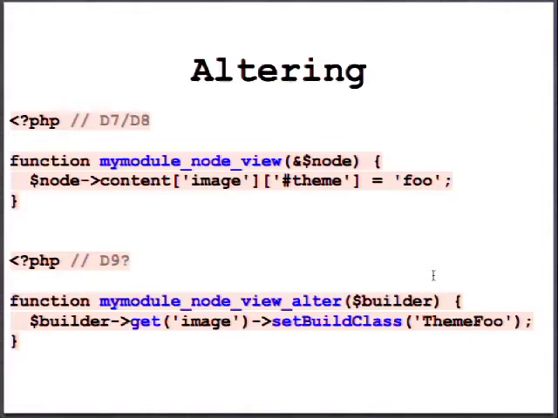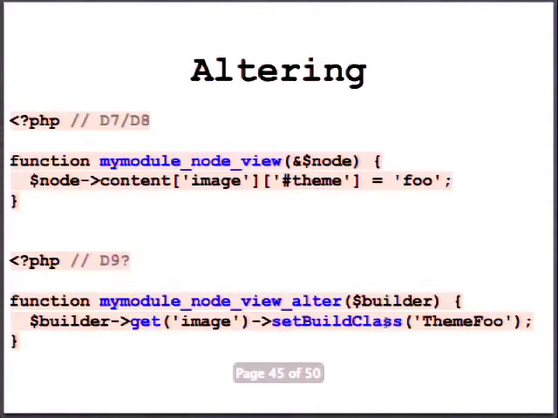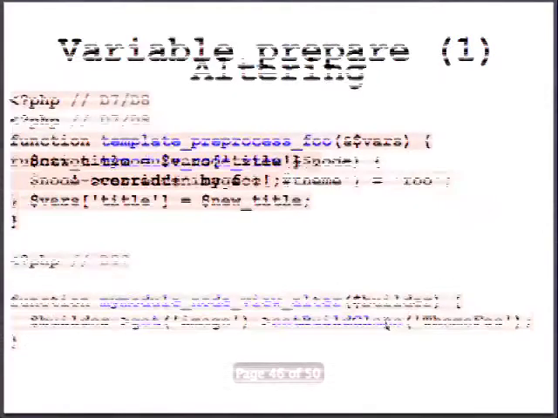Here's how it might work with the builder. So the builder is passed to some view alter, maybe called node view alter. Maybe it's an alter on whatever renderable you have. The builder has a method to get the image parameter. It's going to set a build class. That's just overriding this first argument here. So I said, you know what, instead of this renderable using theme node, I'm going to use theme foo. And that's going to change the finally invoked renderable. And I'll show you what the invoked renderable is.